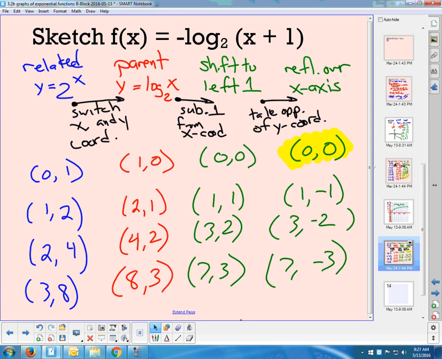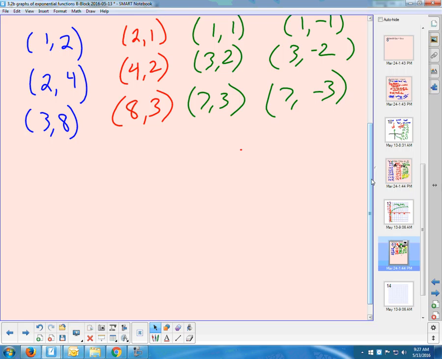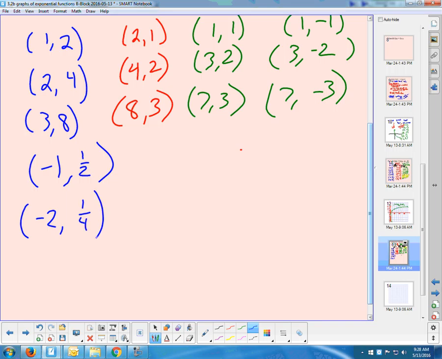We might now want to work with some points, however, that give us some negative x-coordinates, some reflections, some fractions, that sort of thing. So if we had on our exponential function the point (-1, 1/2), the point (-2, 1/4), and (-3, 1/8). If you don't understand those points, you might want to find a video or read up on negative exponents, meaning that you take reciprocals there.